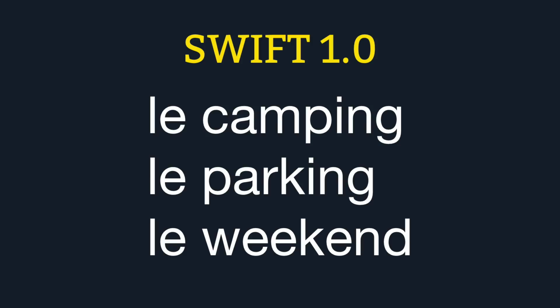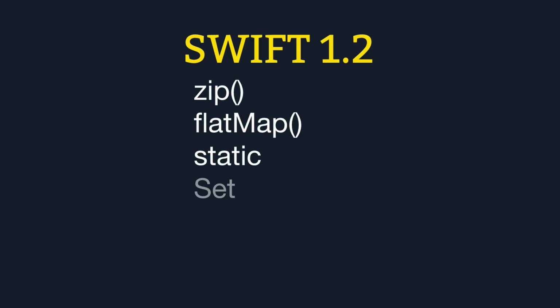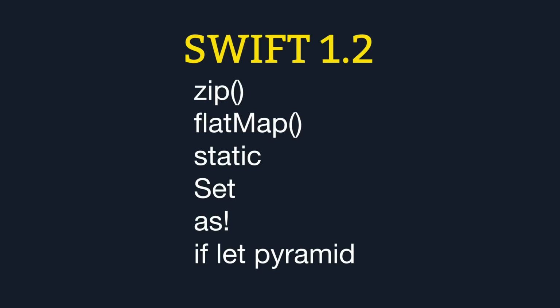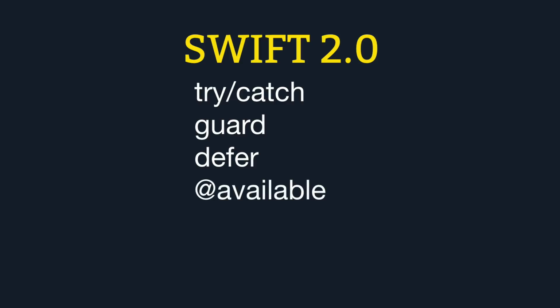Shortly after, we had Swift 1.2, the first major version of Swift in April 2015, giving us zip and flatMap and finally sets and a way to collapse the if-let pyramid. And in June we had Swift 2.0 beta announced with some real landmark features. Things like try-catch-finally arrived, guard, defer, and @available. But as important as they were, they were small compared to what Apple announced next.